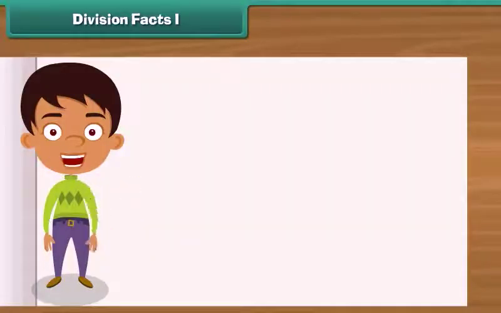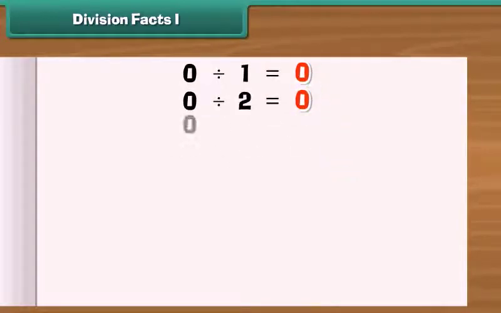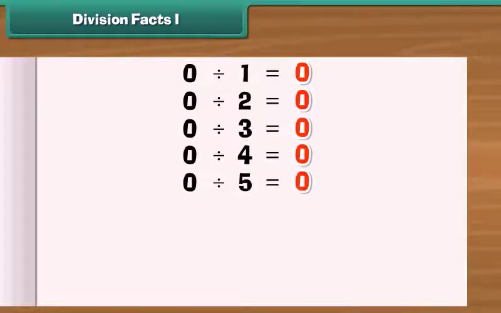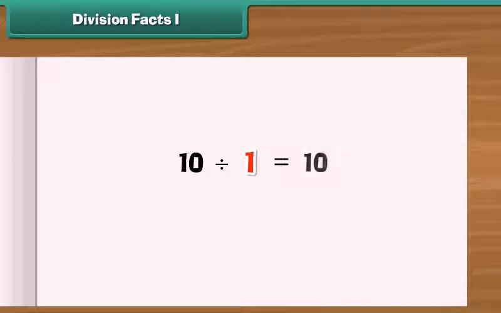Division facts 1. Division is splitting a number into several equal groups. For example, when we divide 6 by 3, we split 6 into 3 equal groups of 2 each. Numbers cannot be divided by 0 because it is impossible to split a number into 0 groups. 0 divided by any number is 0 because when 0 is split into groups, the result is also 0. When a number is divided by 1, the result is the number itself.